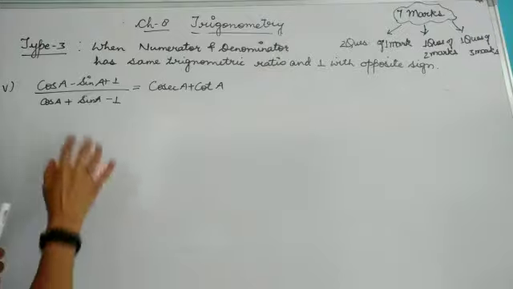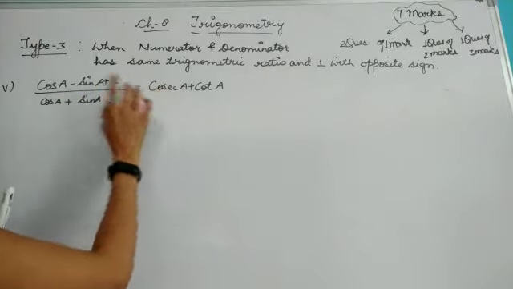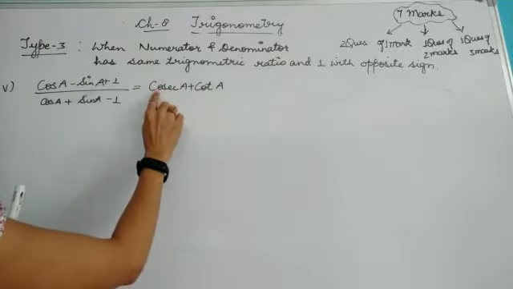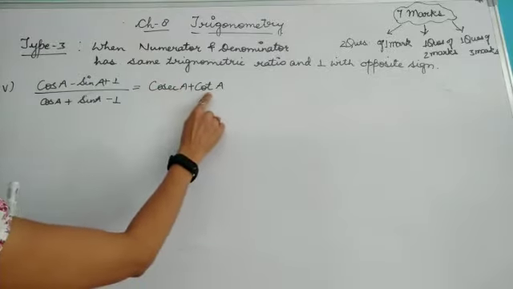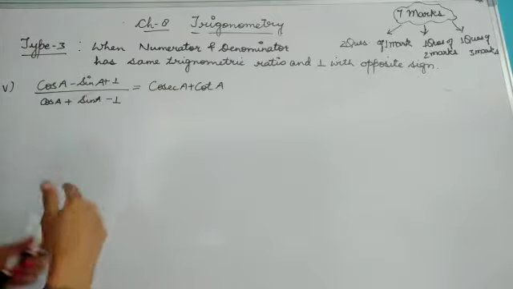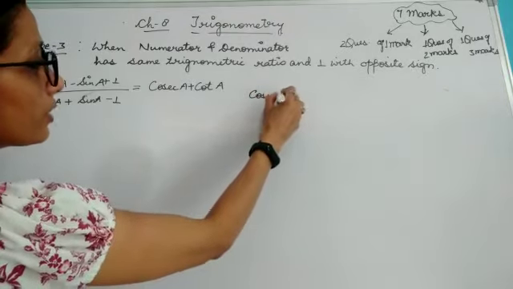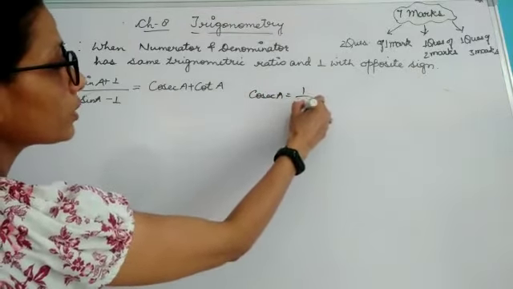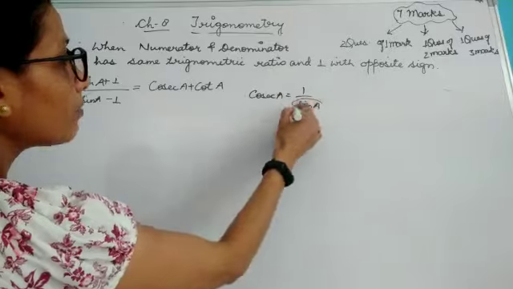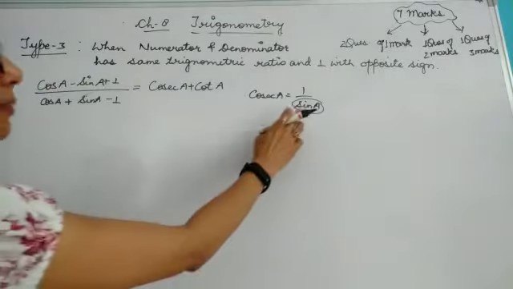What we have to do, first of all, you see your right hand side, what you need to get. So it is cosec A plus cot A. That means I get cosec A when I will be dividing. The reciprocal of cosec A is what? Reciprocal of cosec A is 1 upon sin A. That means I will be dividing this complete numerator and denominator by sin A.